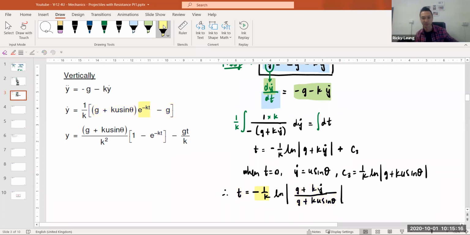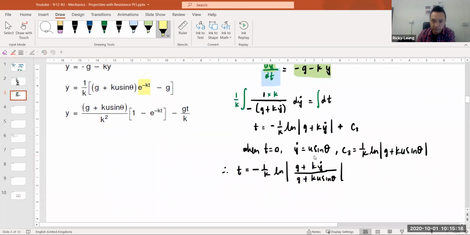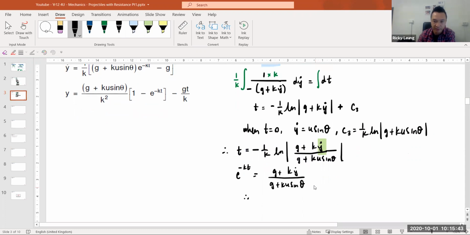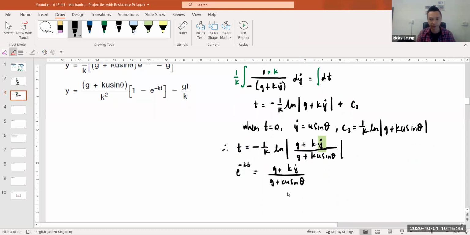Now it's just a simple case of algebra. So once I get that, let's make this the subject. So like I said, exponential both sides, or times it up and exponential, you get kt equals g plus ky dot on g plus ku sine theta times this expression up. You know what, let's just be heroes and just conclude. Okay? I don't think that requires too much.